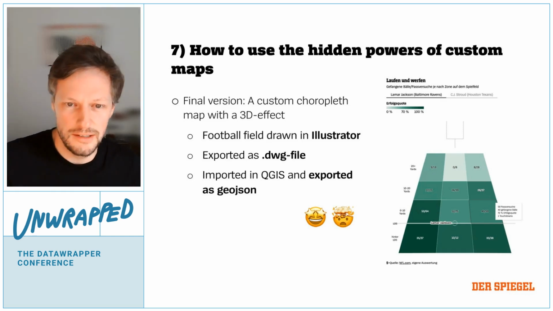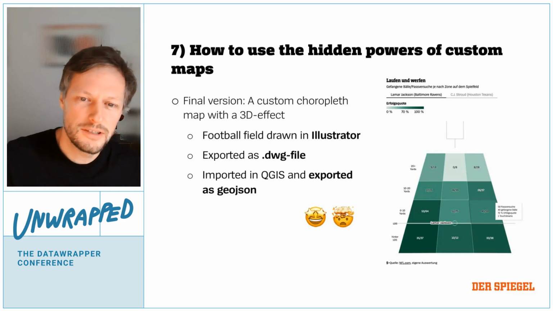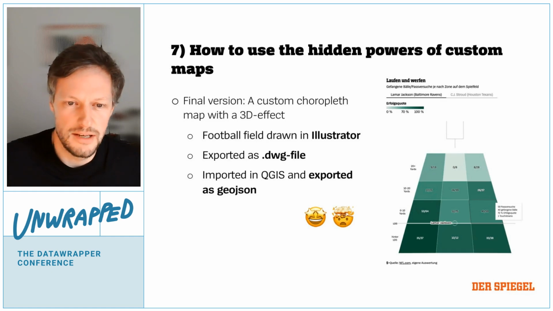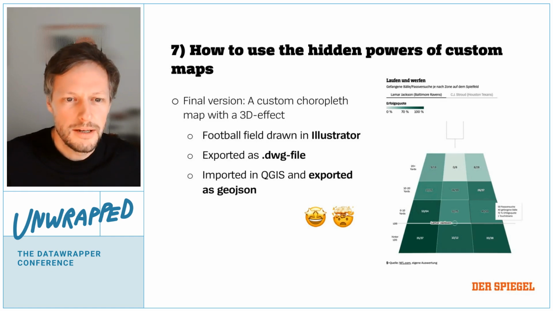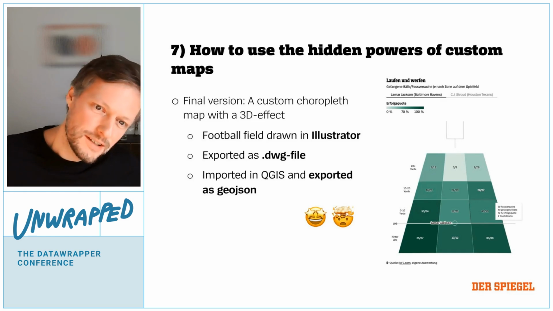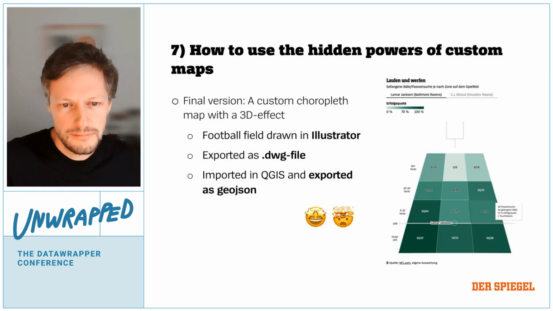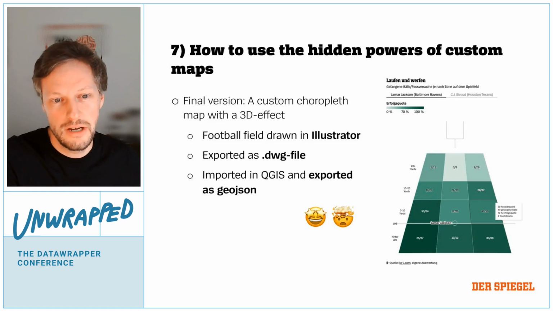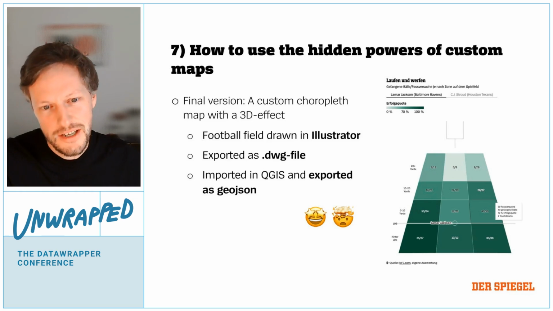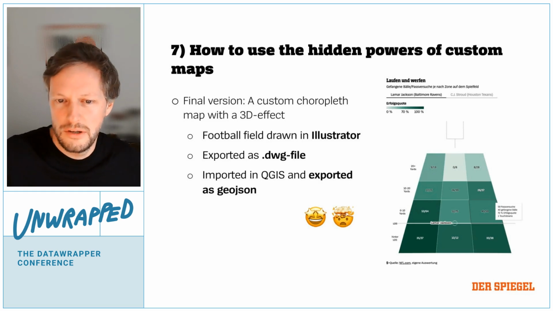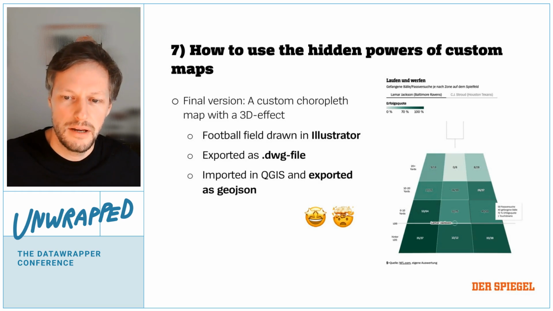That's what he did in Illustrator. He exported the file from Illustrator as a DXF file, which is normally used for CAD, so for construction work. But still, you can export it out of Illustrator. You can import it into QGIS. And once it's in QGIS, you can export it as a GeoJSON, load it into Datawrapper, and from there on, it's ordinary Datawrapper work. And you can still join the data depending on the ID of the individual fields.